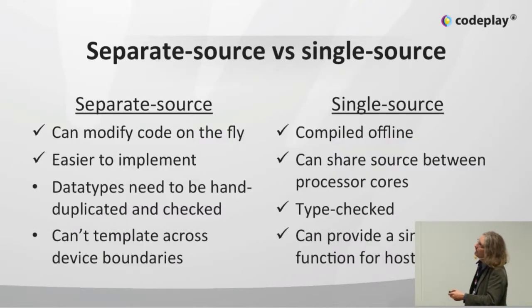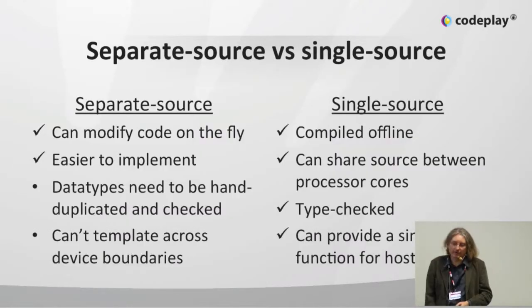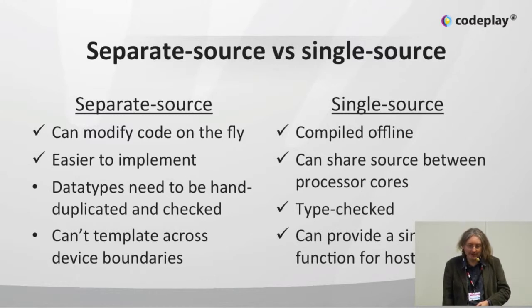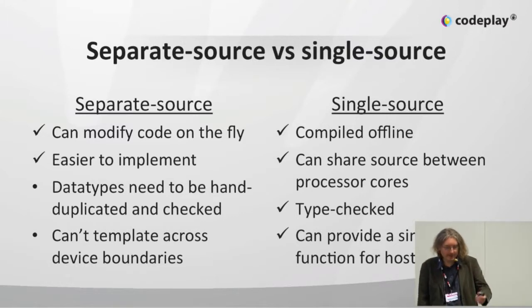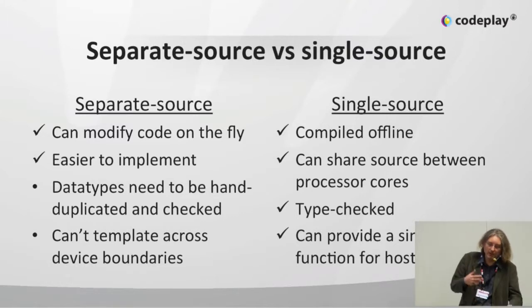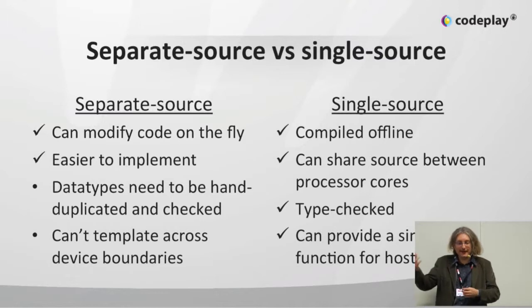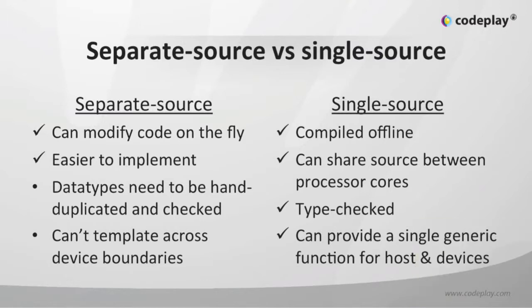The advantage of separate source is that it's good for low-level hardware hackers because they can modify the code on the fly, while it's running. That's kind of fun. It's much easier to implement, but from a programmer's point of view, data types need to be hand duplicated and checked between the different devices. You need to check that the data types have the same layout and that you've matched things across. You can't do C++ style templates across device boundaries. You can't instantiate code across host and device boundaries.